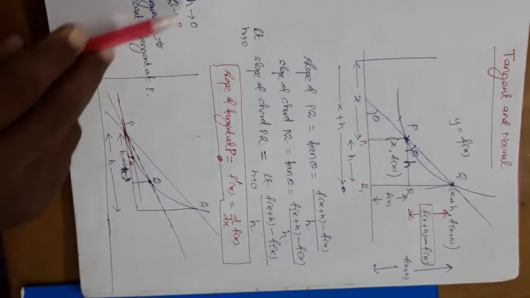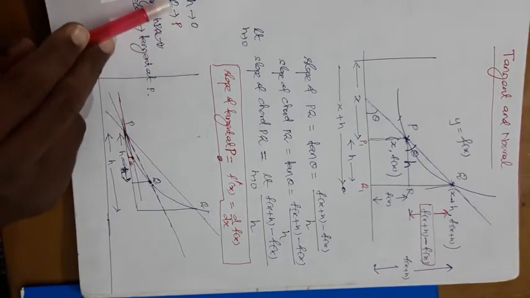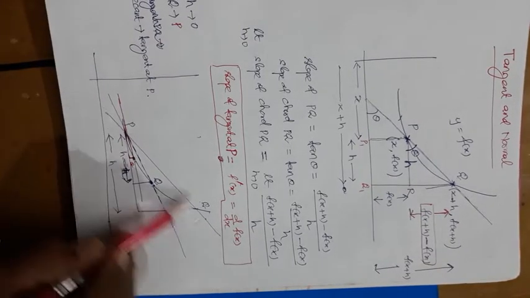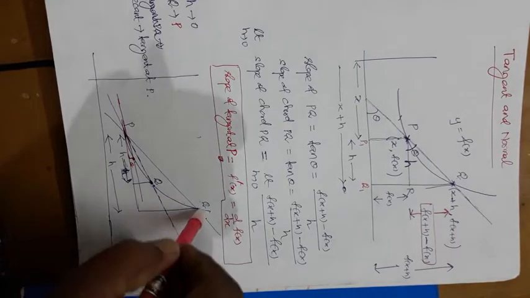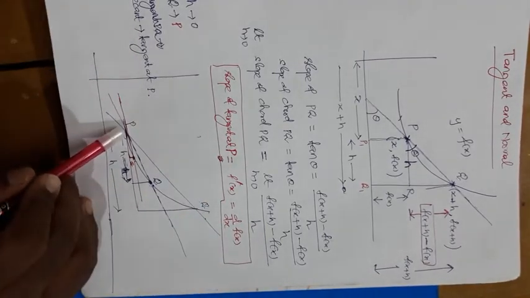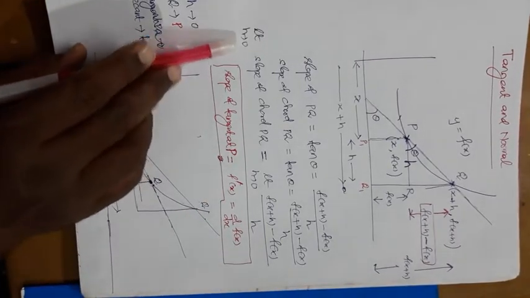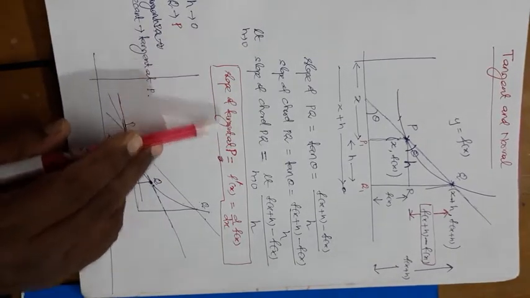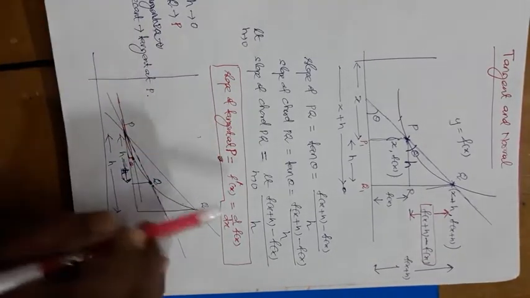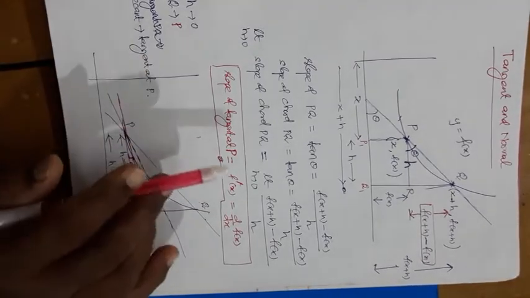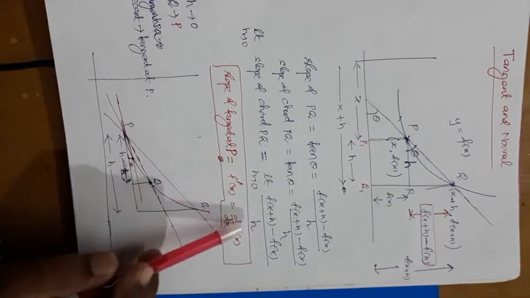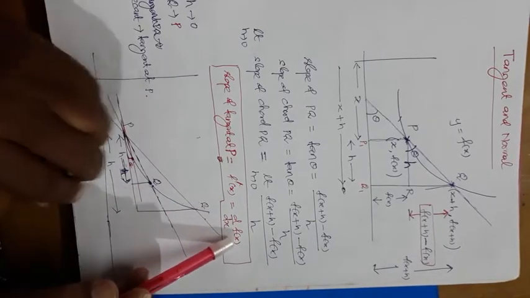When h tends to 0, Q tends to P, the second PQ tends to the tangent at P. So when limit h tends to 0, the slope of chord PQ becomes the slope of the tangent at P. Hence it is very clear that the slope of the tangent at P is equal to f dash x, which is d by dx of f(x).